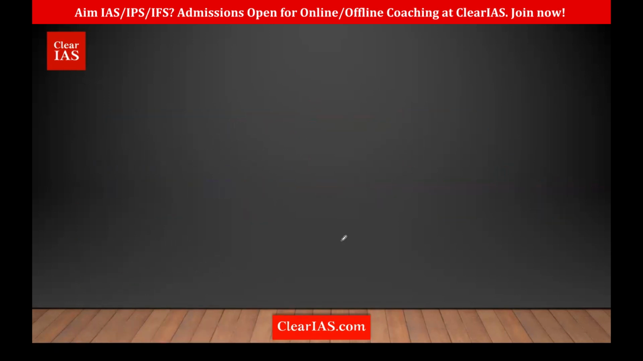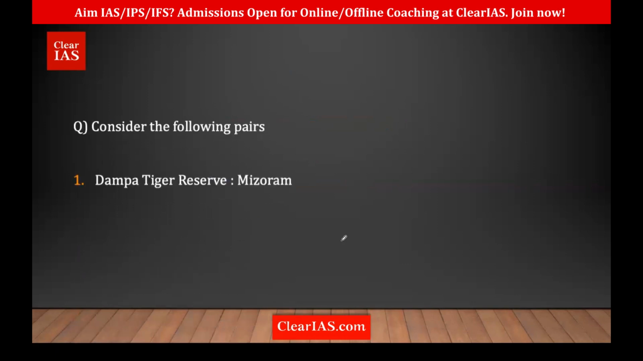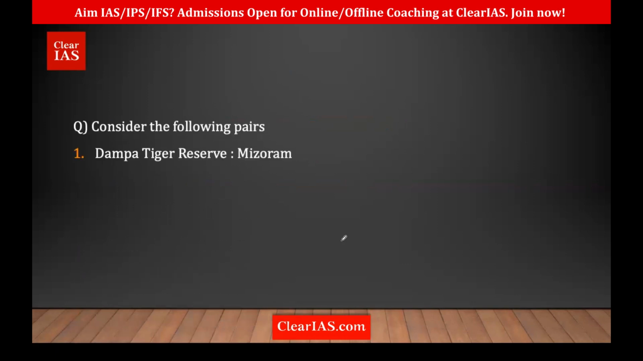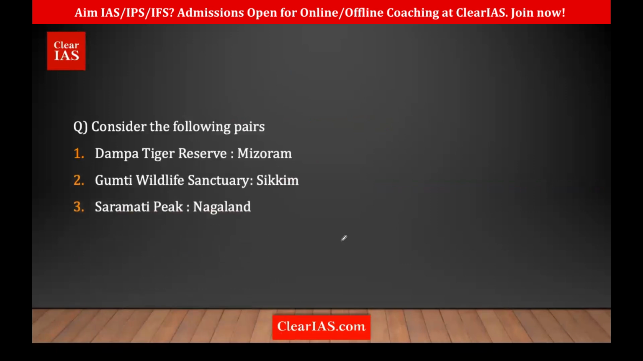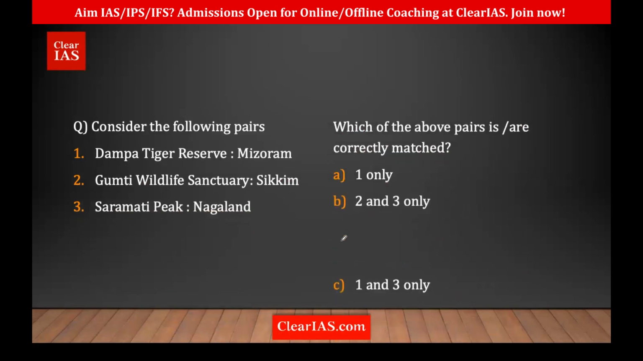So why have I included this? Because UPSC had once asked a question. Consider the following pairs: Dampa Tiger Reserve, Mizoram; Gumti Wildlife Sanctuary, Sikkim; Saramati Peak, Nagaland. Which of the above pairs is correctly matched? 1 only, 2 and 3, 1 and 3, 1, 2 and 3. So what is the right answer? You can directly name it. Gumti is where? In Tripura.